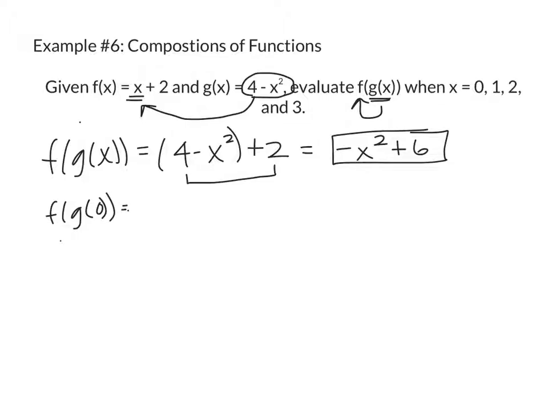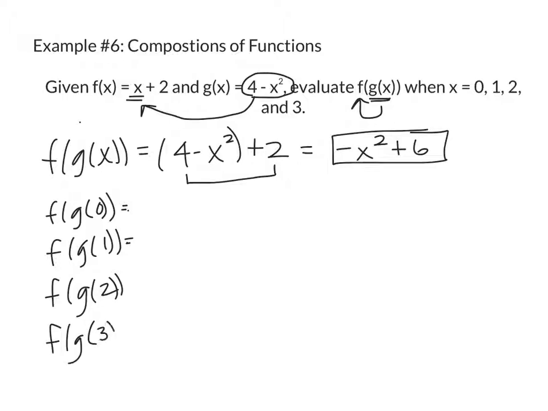f of g of 1, f of g of 2, and f of g of 3. So to do that, all I do is substitute in our number into our function here. So that would be negative 0 squared plus 6. Obviously, 0 squared is just 0. There's no such thing as a negative 0, so the answer is just 6.